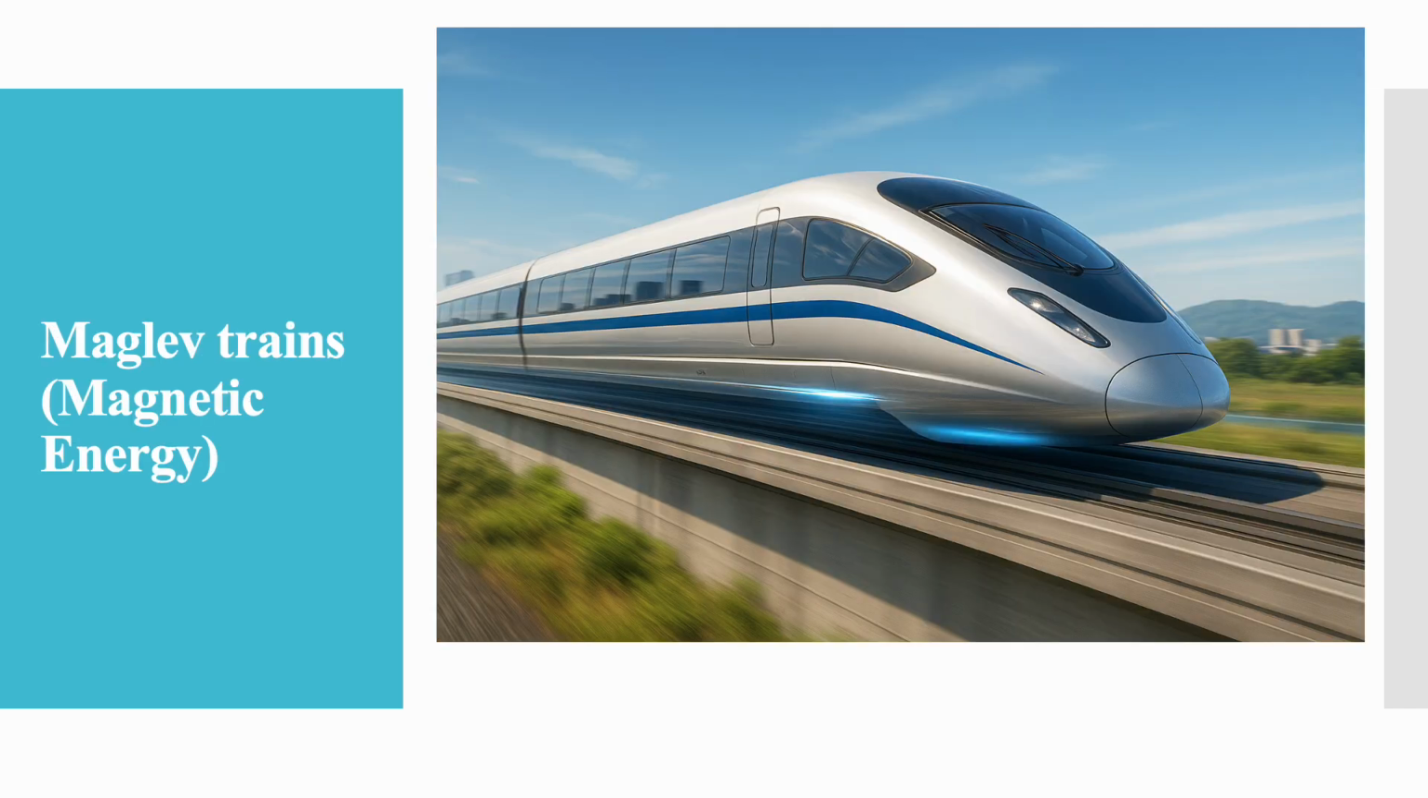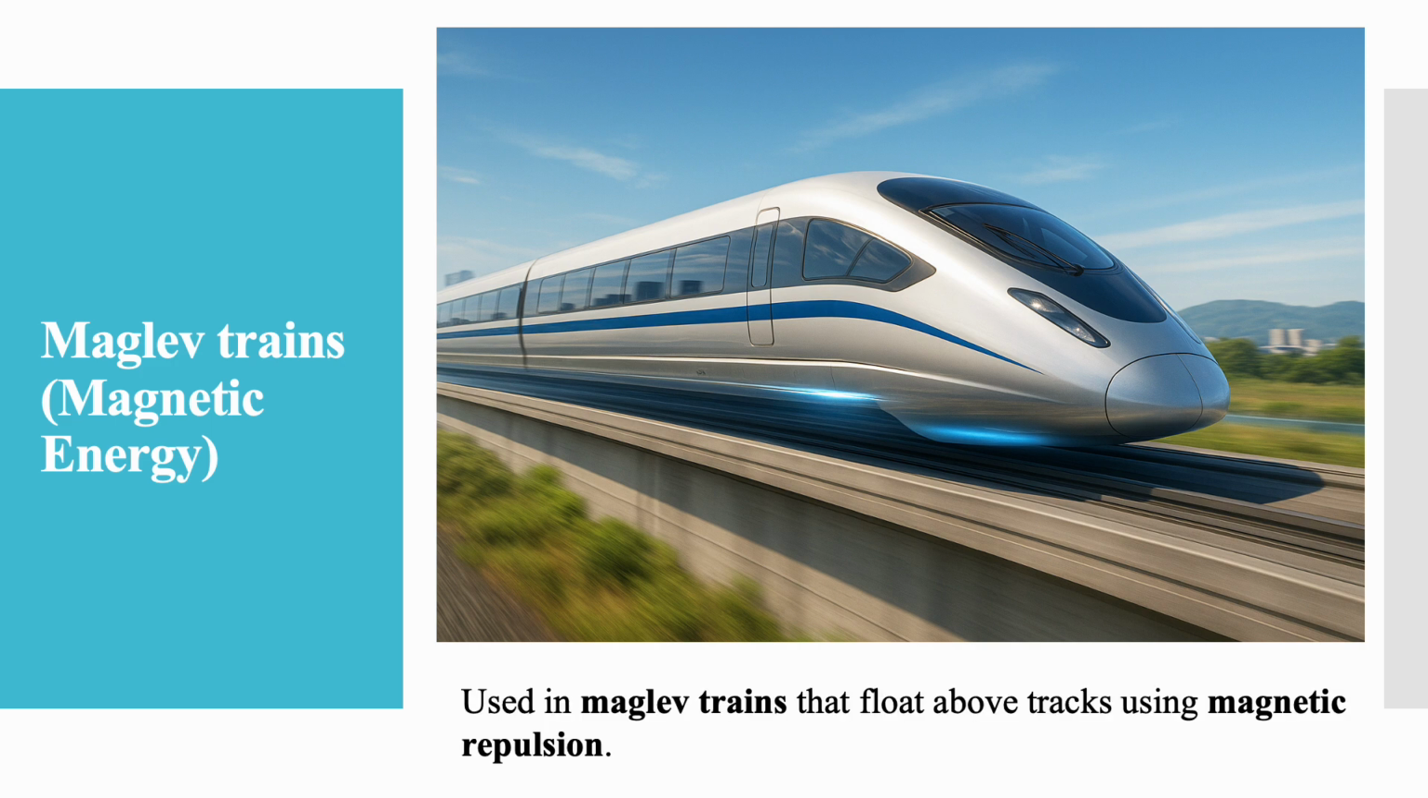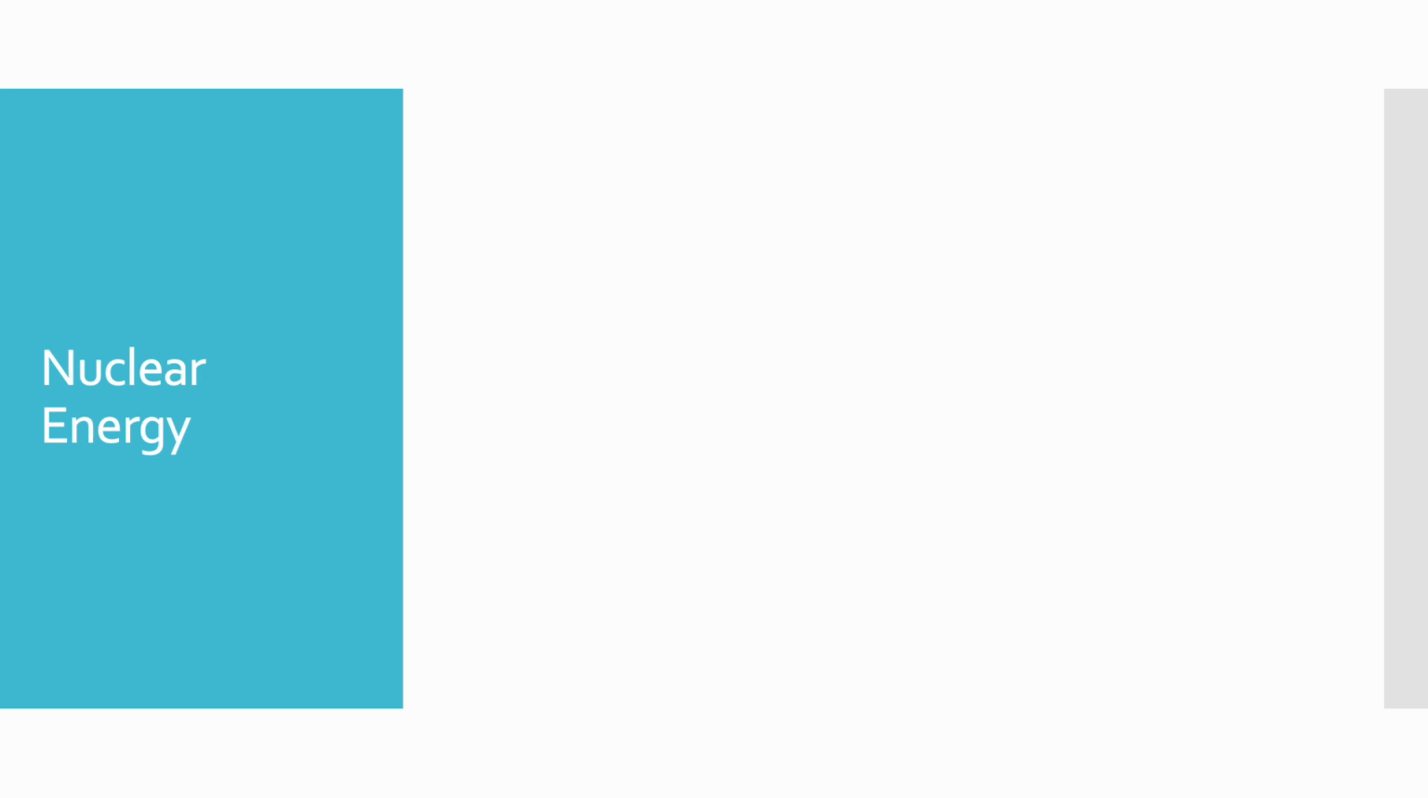A modern application of magnetic energy is Maglev trains. These trains float above the tracks using magnetic repulsion and can travel at extremely high speeds with very little friction. This makes them faster, smoother, and quieter than normal trains. It is an excellent example of how magnetic energy is used in transportation technology.